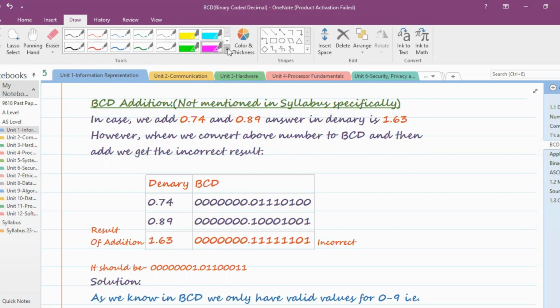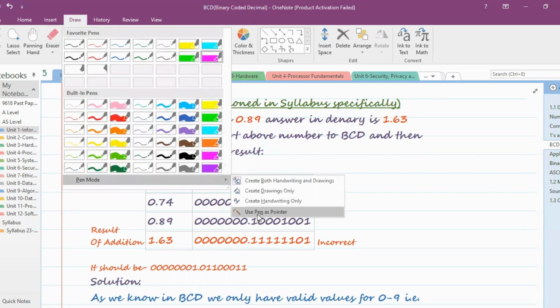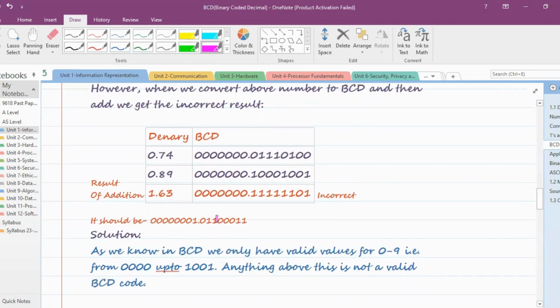So let me just show you. Okay, so this number 0.74, its equivalent in BCD is, for 0 I have written this, and for 74, this is 7 and this is 4, right? Similarly, for 0.89, this is for 0, this is for 8, and this is for 9, right? Individual digits, their BCD codes are written. Now, if I add this, I get this.